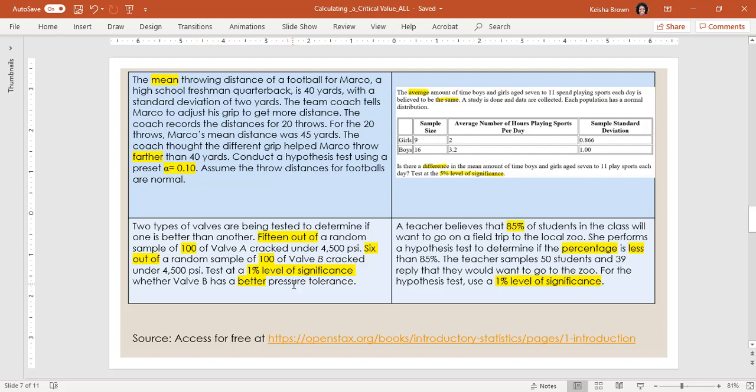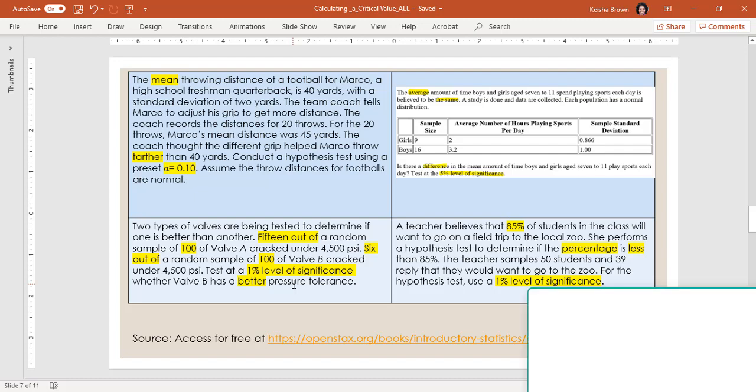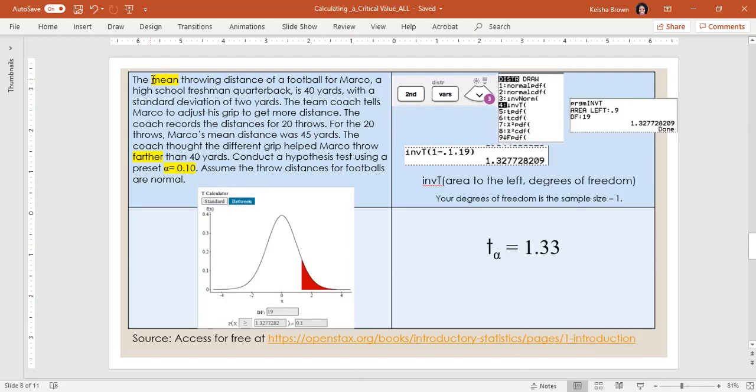Does it not break as often? So we want to know if valve A cracks more than valve B. So that's going to be A is greater than B. Looking at our first problem, this is a mean problem. So that means we're using the student's t distribution.